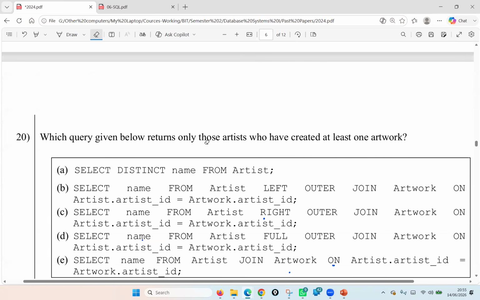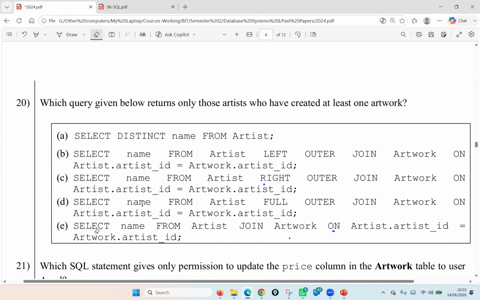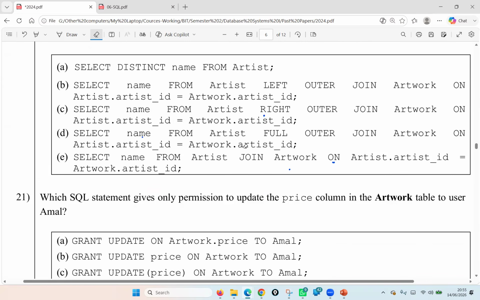Which query will return only those artists who have created at least one artwork? මෙතන තව පොඩි හොඳ වැඩක් කරන්න තිබුණා. Right, we can make this better.